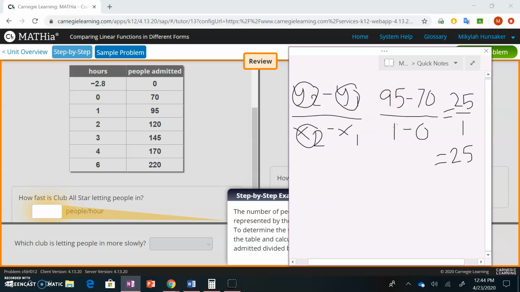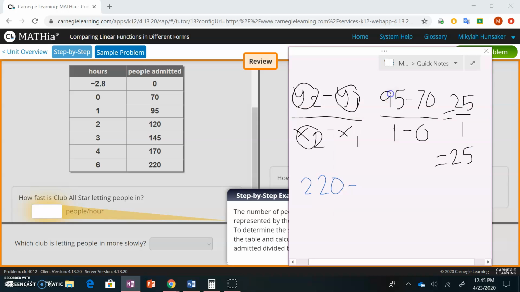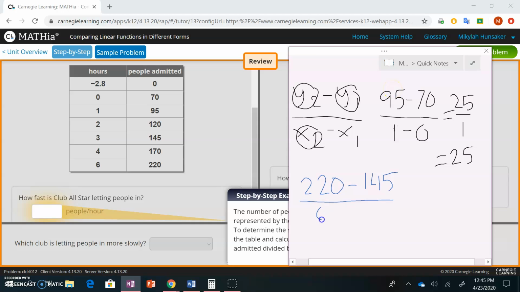How about this blue? All right, so from my point there, my y2 is 220 minus my y1 is the 145. Okay, 145. We're going to divide that by my x2 is 6, my x1 is 3. So it's looking like 6 minus 3. I can do 6 minus 3 on the bottom. I know that one's 3, but let me check.